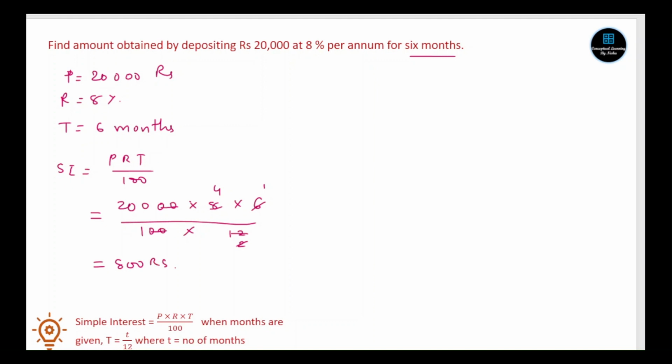So, now you have to find the amount. They asked us to find the amount. So, amount is nothing but principal plus interest, correct? So, what do we get? 20,000 plus 800, and the amount to be paid is 20,800 rupees, correct? Perfect.